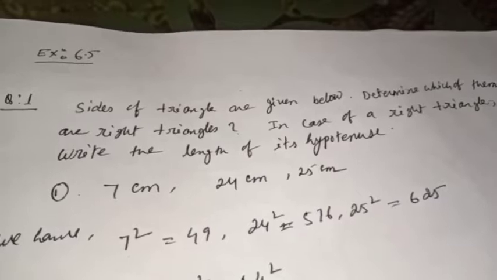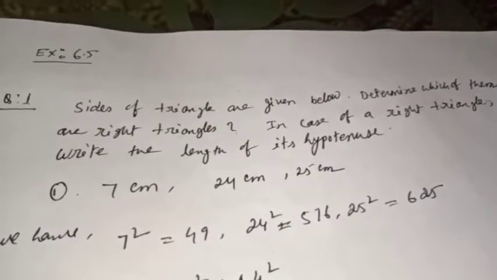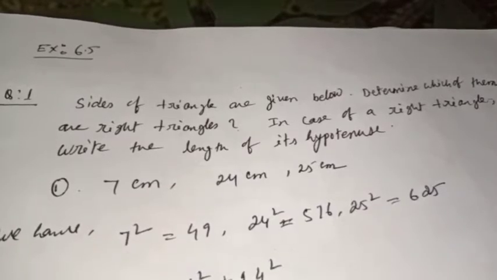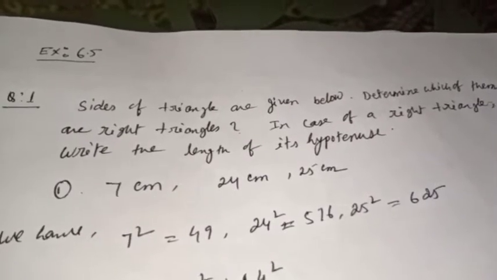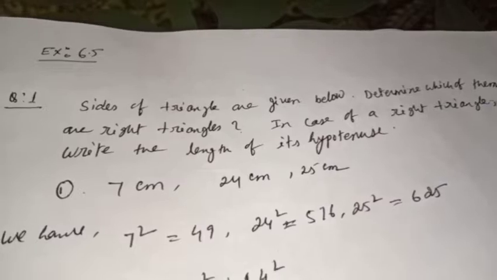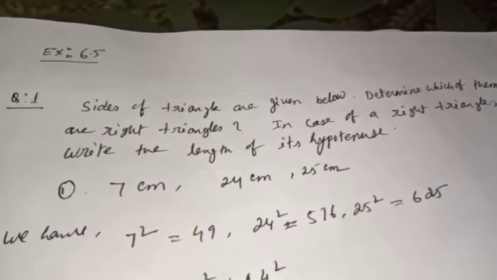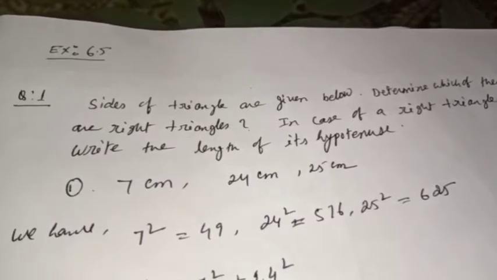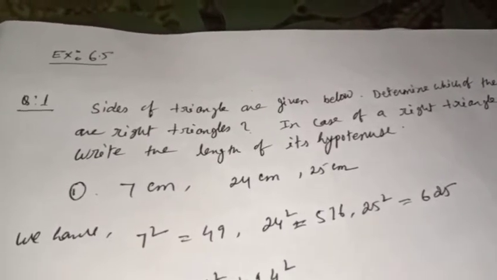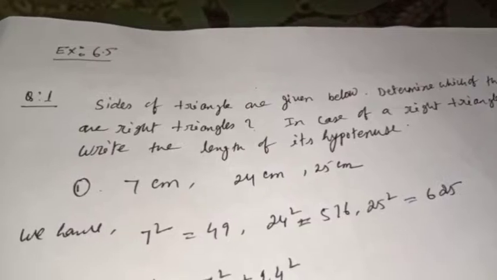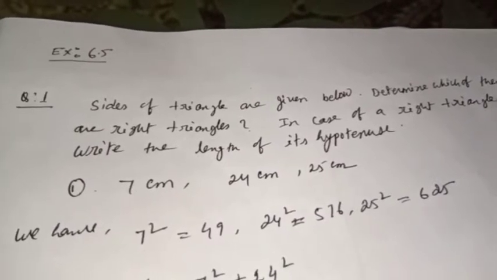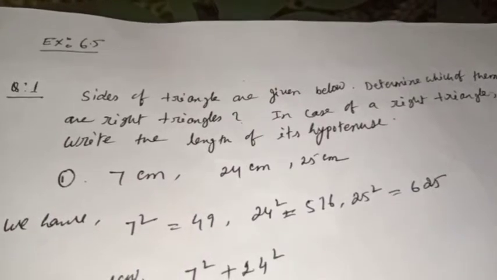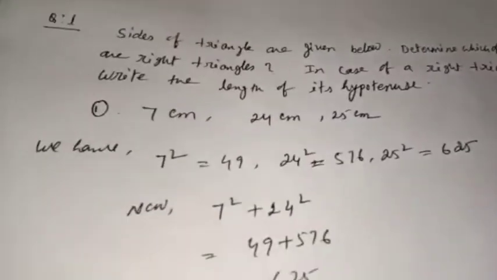In this question you can see these are the sides of a triangle. You have to check whether these are the sides of a right triangle or not. So all of you know, if these are the sides of a right triangle, then it should satisfy what? Pythagoras theorem. If it satisfies the Pythagoras theorem, then you have to find the hypotenuse. 7 cm, 24 cm, 25 cm. First of all, 7 square is 49, then 24 square is 576, and 25 square is 625.